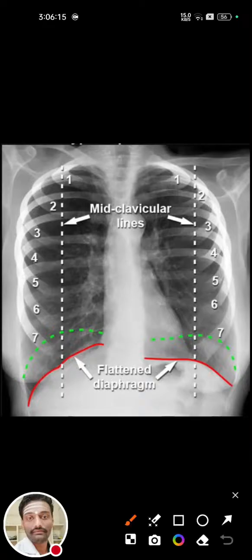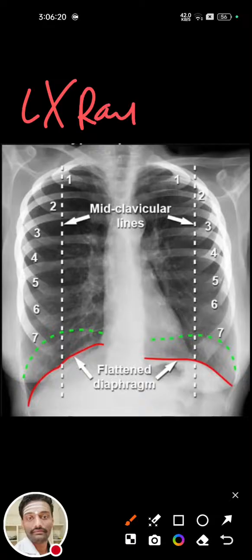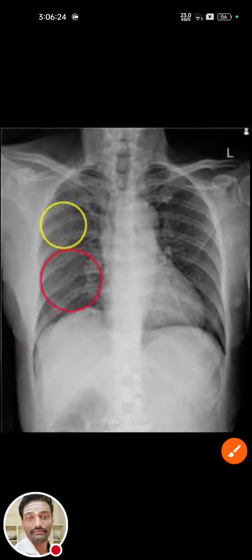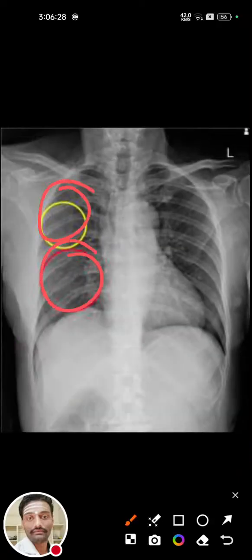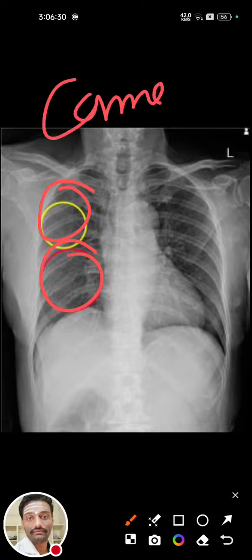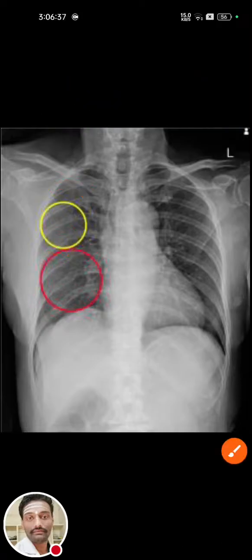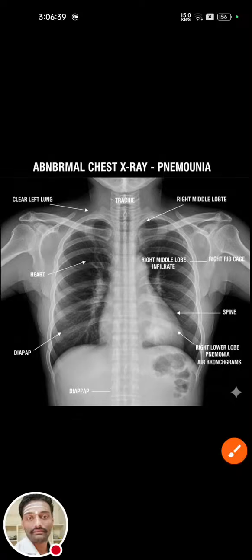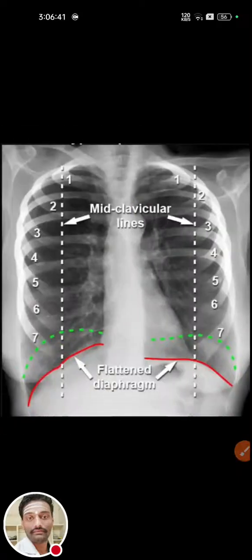Okay, quick revision of the chest X-ray. What are these changes? If you know, comment the answer below. What are the changes in this X-ray? Next, we are discussing the abnormal chest X-ray.